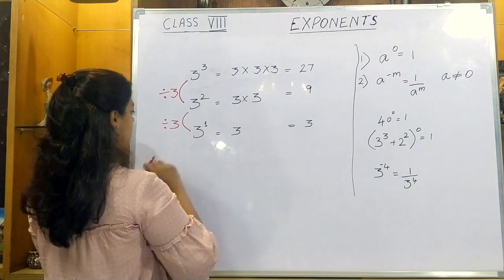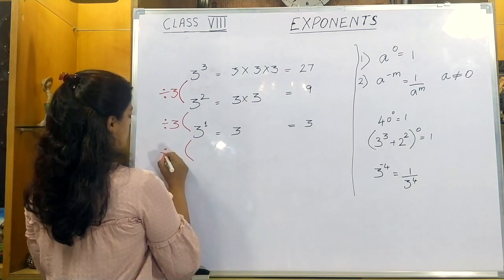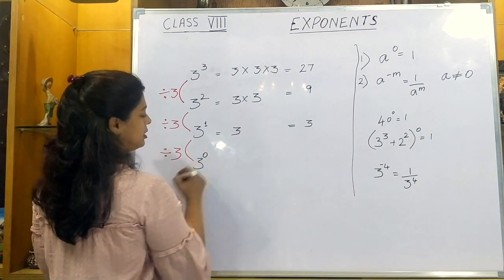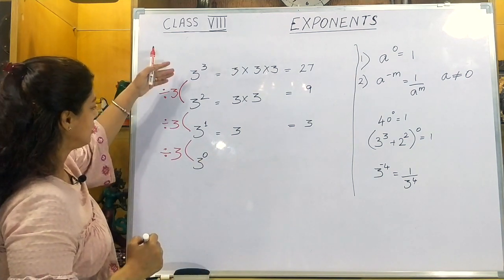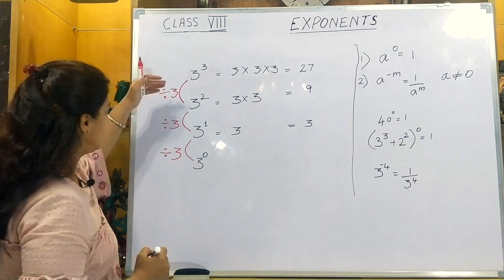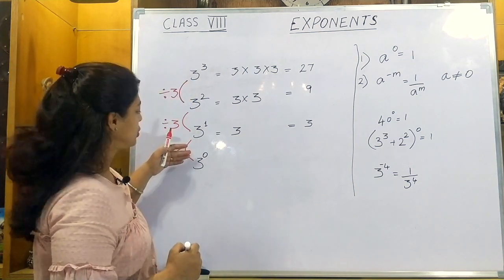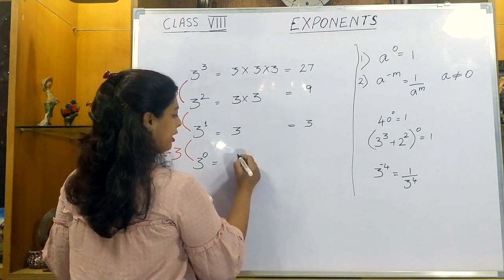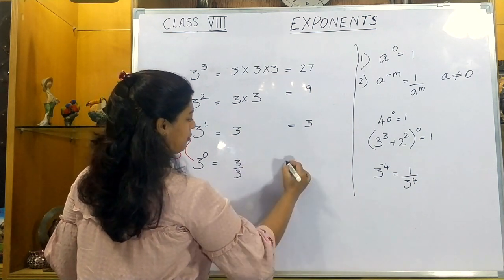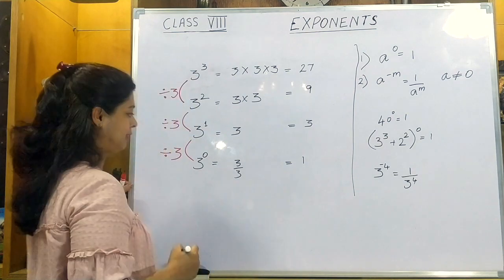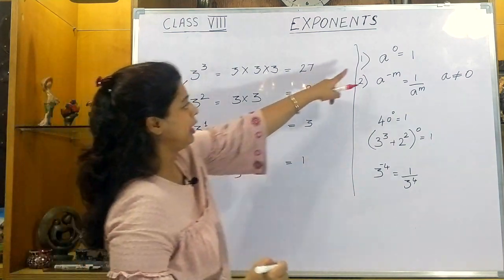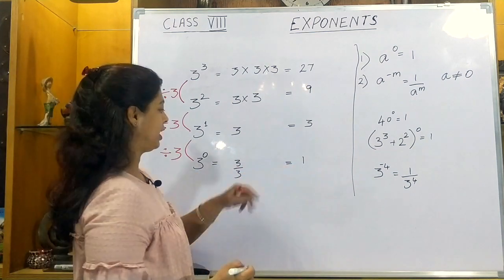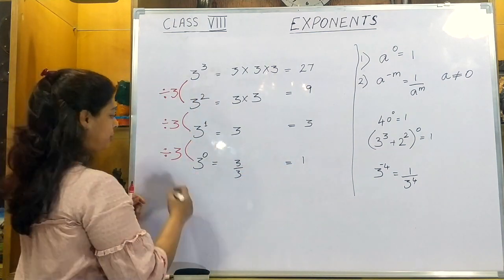If I further divide this by 3, I get 3 raised to the power of 0. Now we can see that as we divide, the value of the exponents goes on decreasing. 3 raised to 0, which is 3 divided by 3, value is 1. So this is of the form a raised to 0 equal to 1. 3 raised to 0 gives me 1. So this is the logic behind this.